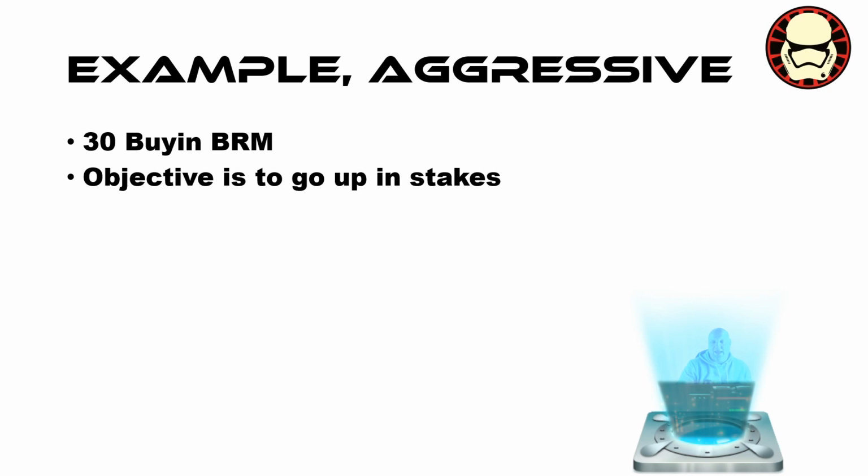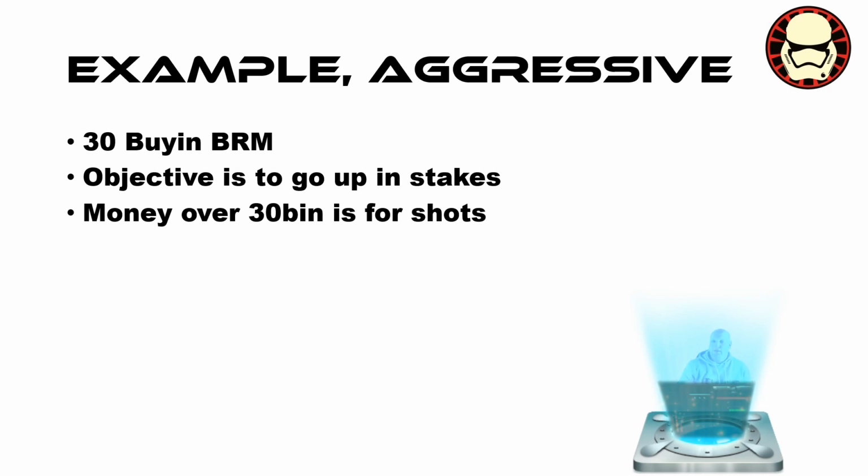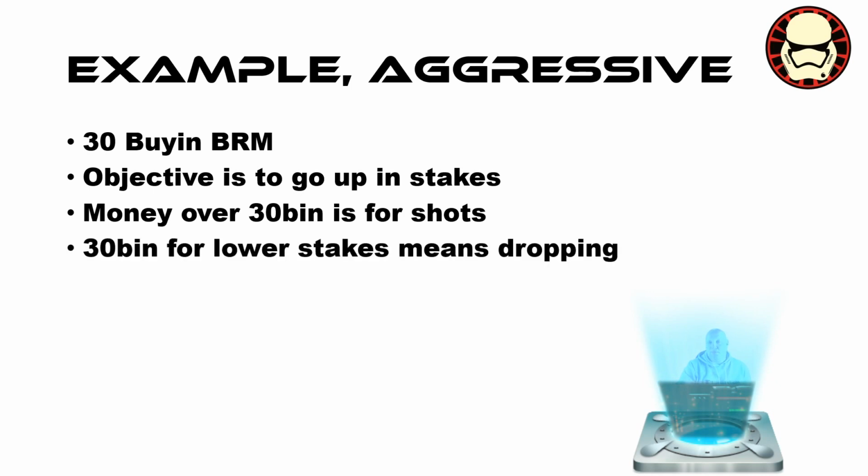So to prevent that, we need macro management. And the idea is that 30 buy-ins is always the ground zero. And anything that is over 30 buy-ins for the current stakes is used to take shots for the next stakes. And then when we drop down to 30 buy-ins for the lower stakes, that's when we go there and we start to use the dirty buy-in rule on those stakes too.